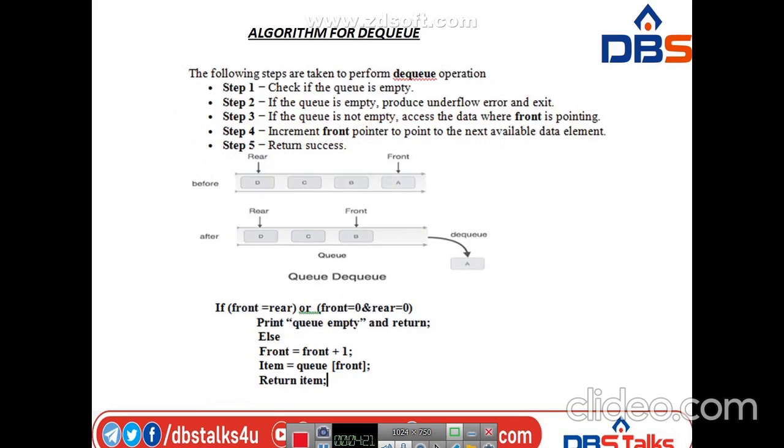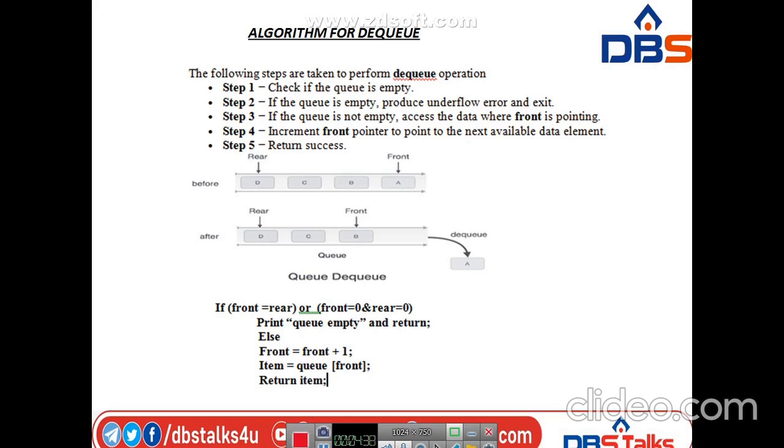Now the algorithm for DQ. DQ is nothing but deletion. If I want to delete one element, first of all I check whether the queue is empty. If the queue is empty, then automatically an error occurs.